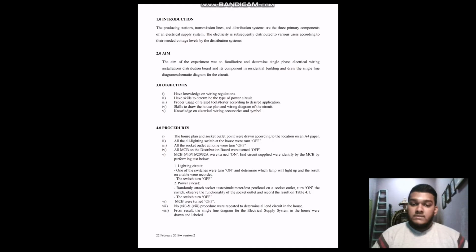Then the MCB was turned off. And then procedures 7 and 8 were repeated to determine all end circuits in the house. From the results, the single line diagram for the electrical supply system in the house was drawn and labeled.